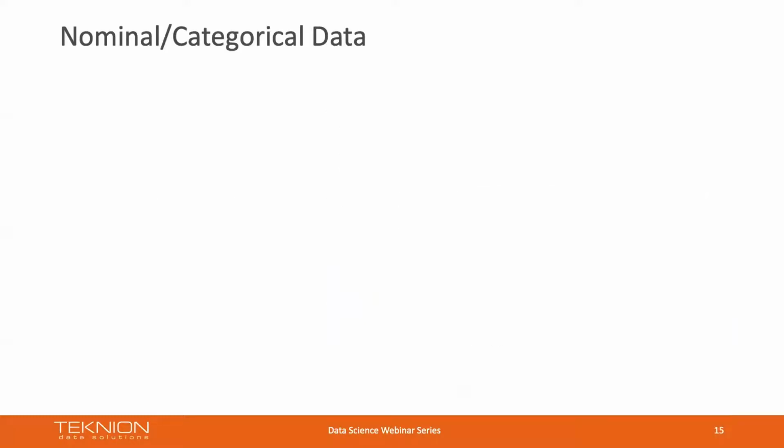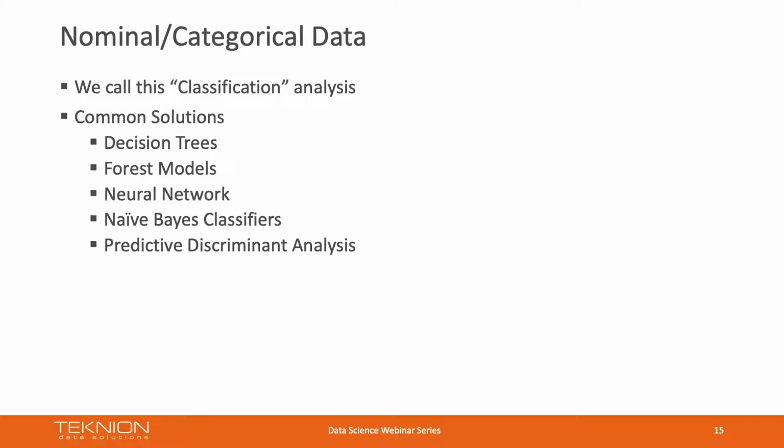All right, so now we have the nominal categorical data, because remember that was the question that we were asking: what does your data look like? So let's suppose it's nominal or categorical, okay? We call this classification analysis, meaning we're trying to determine what class you belong to, or what classification you are. All right, so here are some common solutions on this. We can do decision trees, forest models, neural networks, naive Bayes classifiers, even something called predictive discriminant analysis.